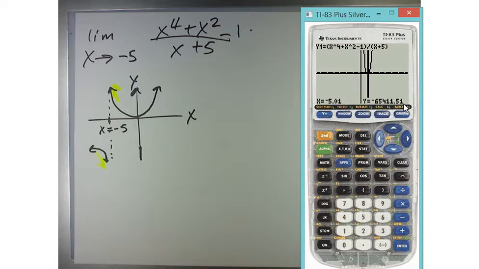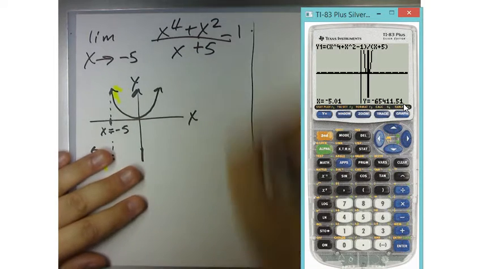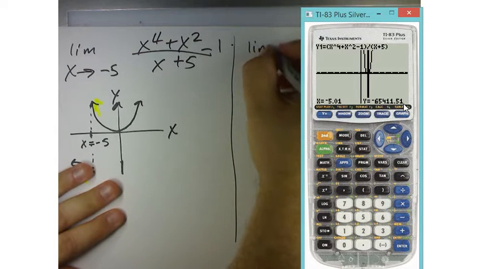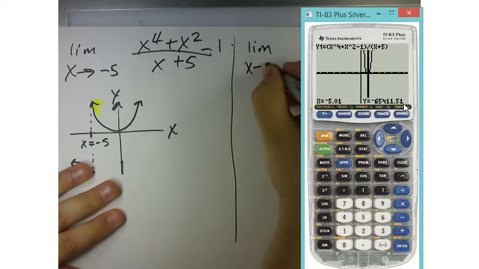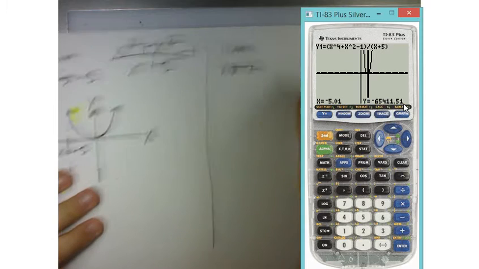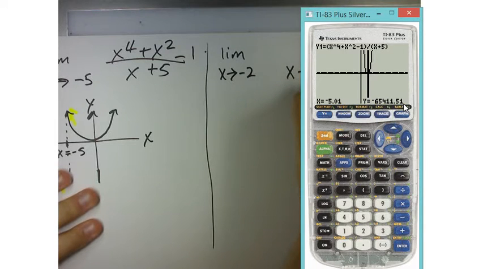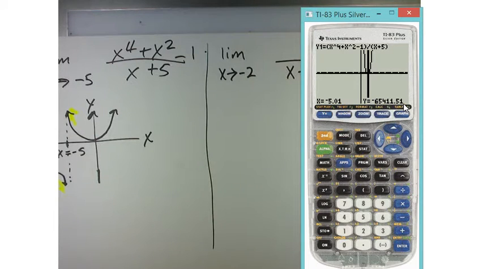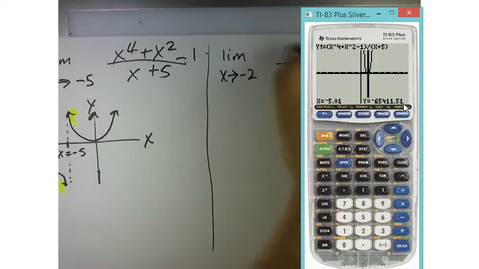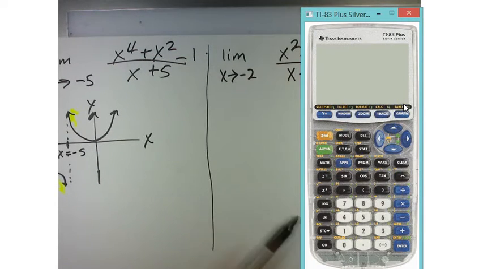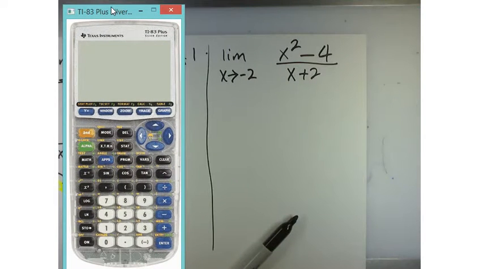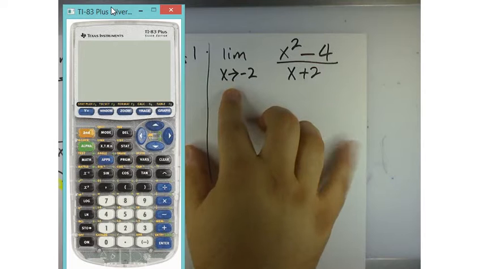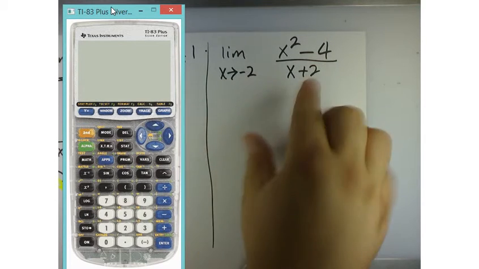Let me show you another one. You guys want to see another one? Watch this. If I take the limit as x approaches -2, and I have x plus 2 on the bottom of the denominator, okay, and then I have x squared minus 4. Let me move my graph over here. Can I plug in x equals -2 in this equation?